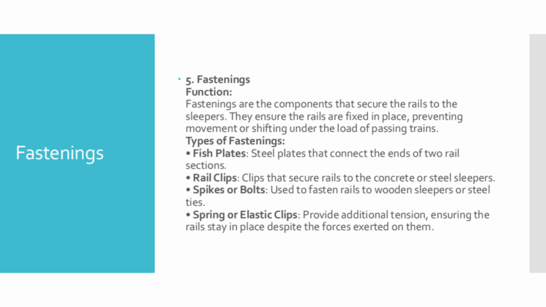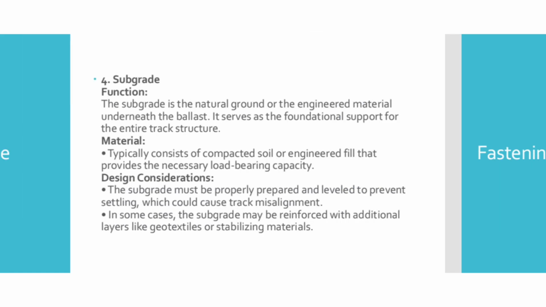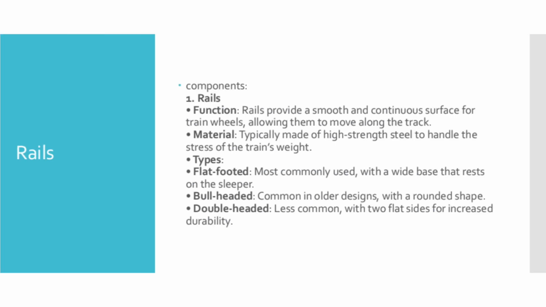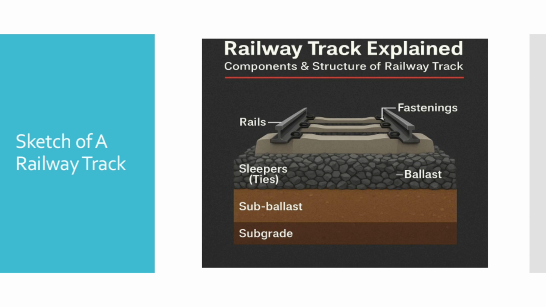Spring or elastic clips provide additional tension, ensuring the rails stay in place despite the forces exerted on them, whatever forces come on it. So these were the things, friends. I hope you understand the components we saw today and the structure of the rail track.